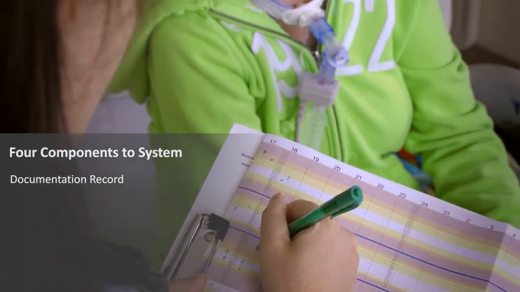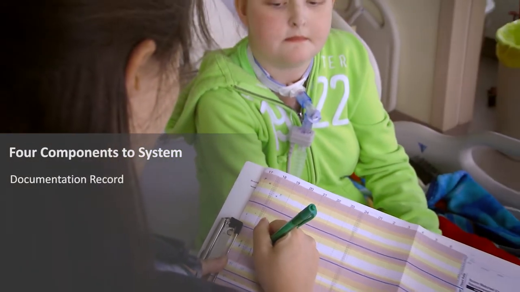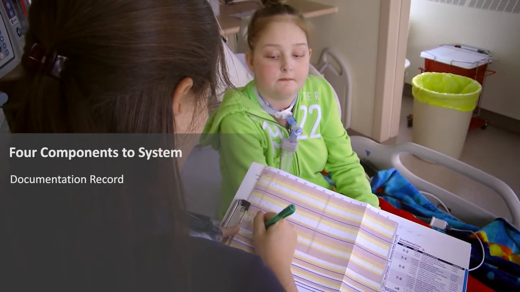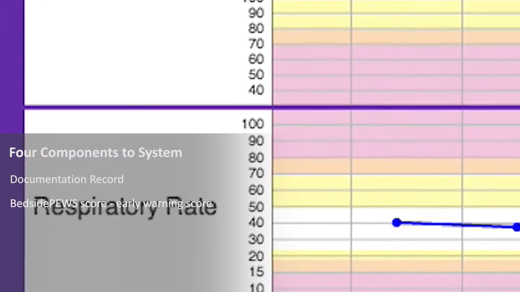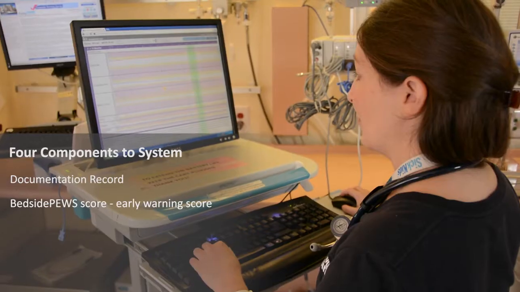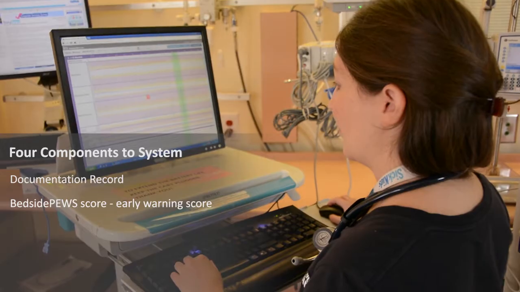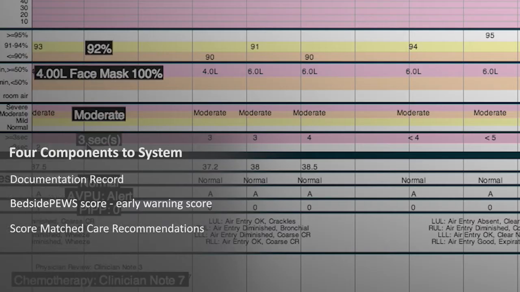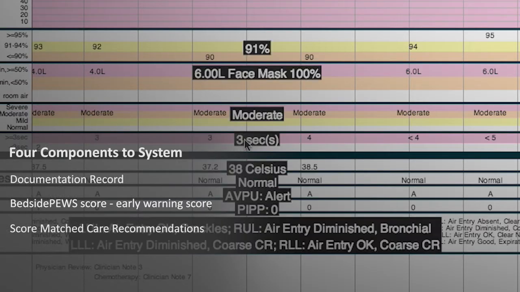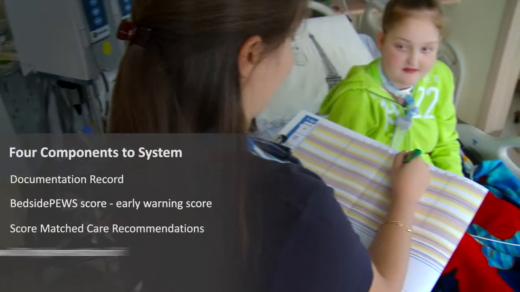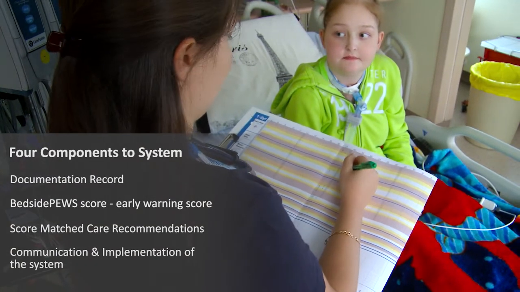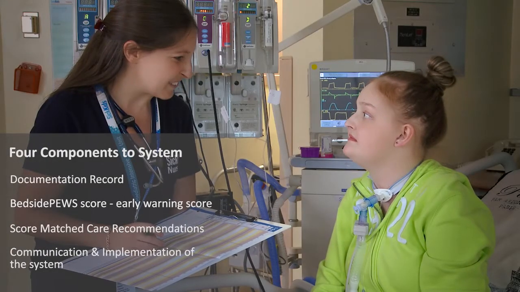The Bedside PEWS has 4 components to it. It has a documentation record that was designed and developed by frontline healthcare providers and user tested. The second component is the Bedside PEWS score, which is 7 critical indicators summarized down into the Bedside PEWS score, which is 1 variable. The third component is the score match care recommendations, which help facilitate the care provided to the child and will increase with frequency as the child is getting sicker. And the fourth component is the communication component, which is vital to the success of the implementation of Bedside PEWS.